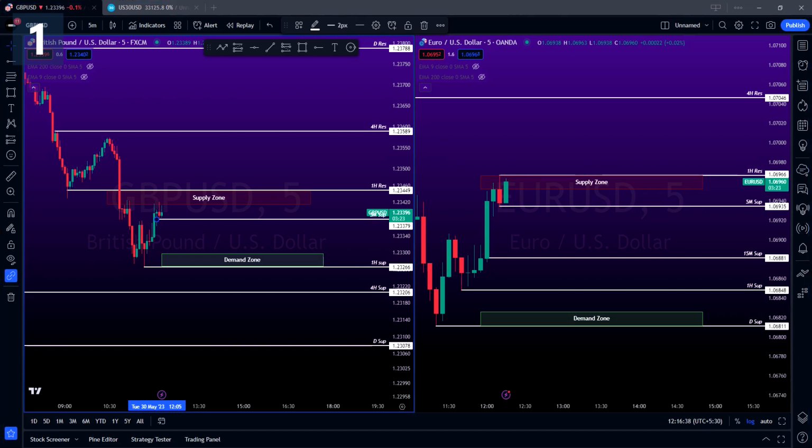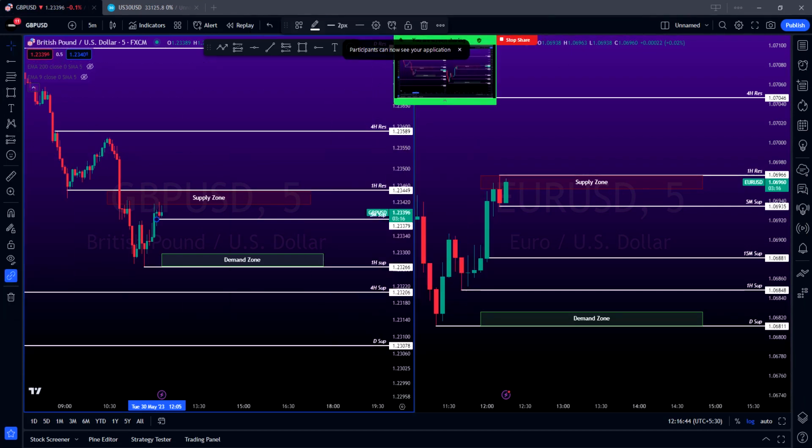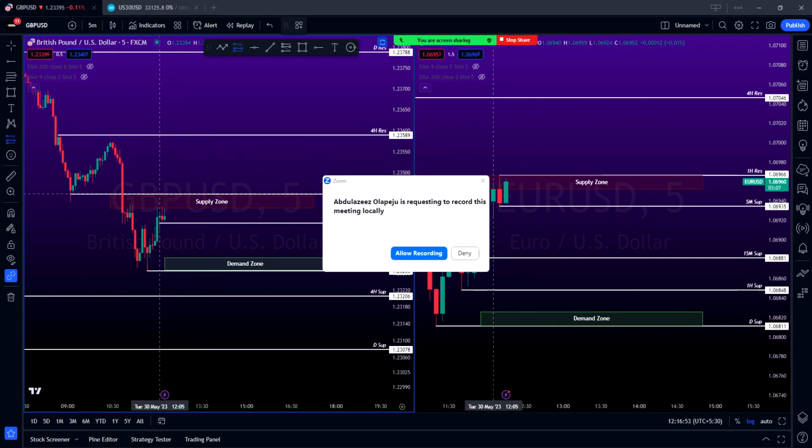I'm going to be sharing my screen with you all. I've charted the same four charts for you: EUR USD, GBP USD, US 30, and German 30. German 30 is the choppiest out of these four. It'll be live on the stream.